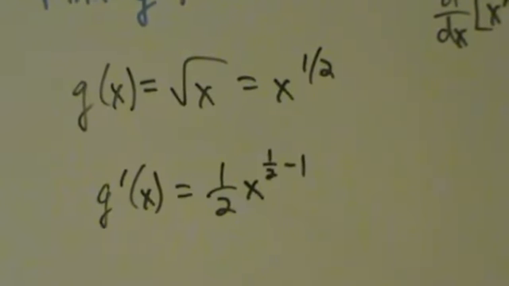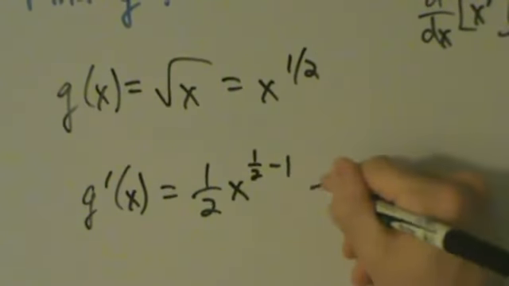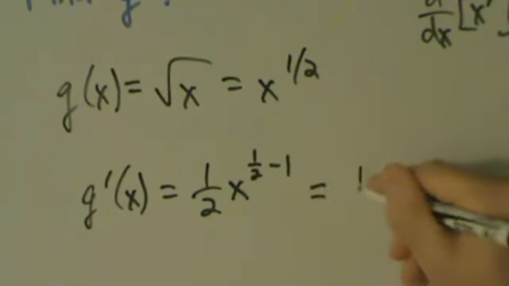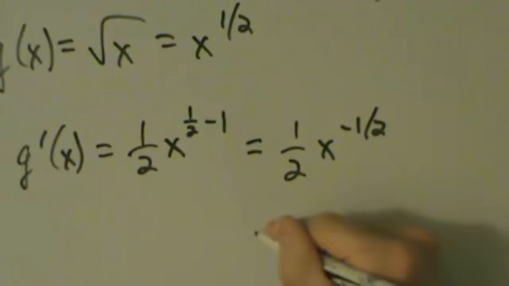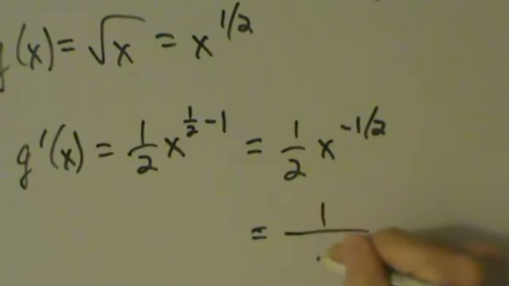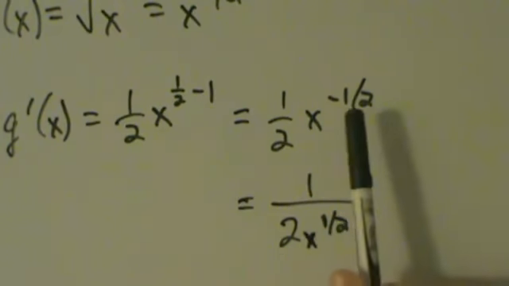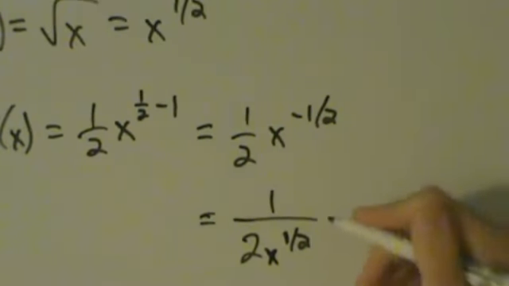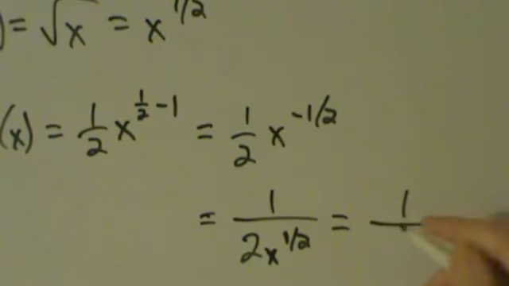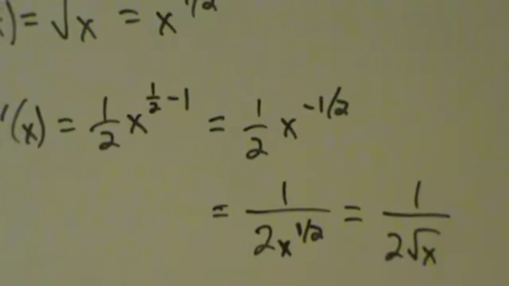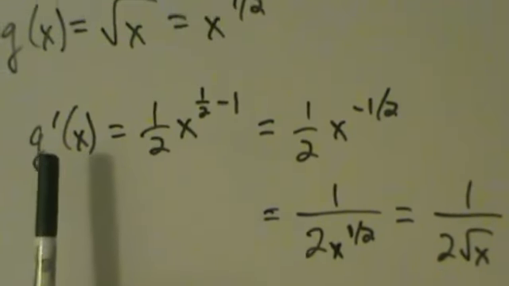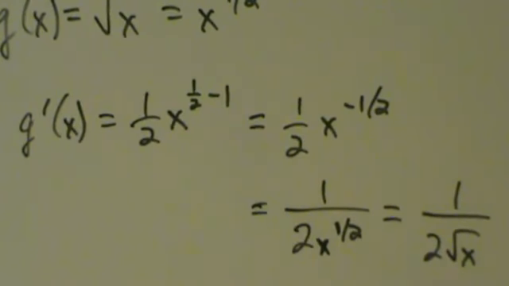Okay, so we want to simplify a little bit, and what we're going to have is equals 1/2 x to the negative 1/2, alright? And if we were going to stop here, we'd want to simplify that and say, okay, that equals 1 over 2 x to the 1/2, right? So we have a negative exponent here, and so we can write it like that, and then even better, we could say 1 over 2 root x. So actually the derivative of the square root of x is 1 over 2 root x, right?